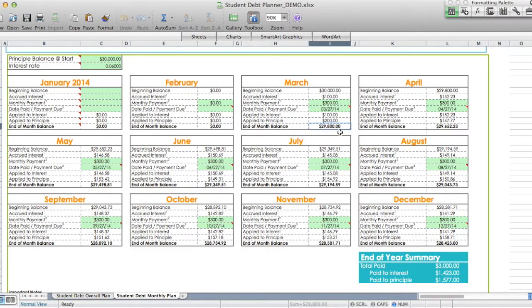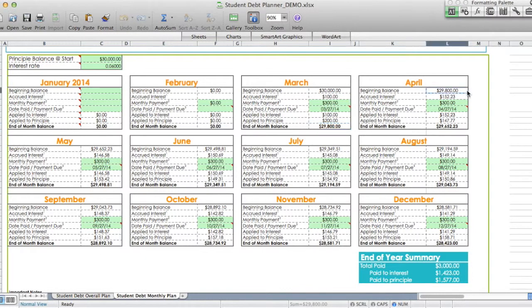So you're seeing some really detailed, helpful information that really helps you see where your money is going and the impact if you adjust payments. One thing you probably noticed is as I filled out information in March, it populated a lot of information for the remainder of the year.